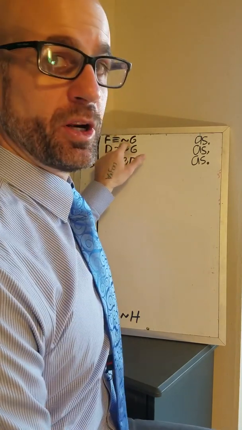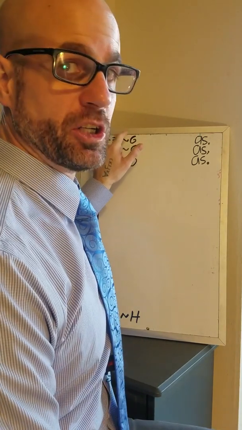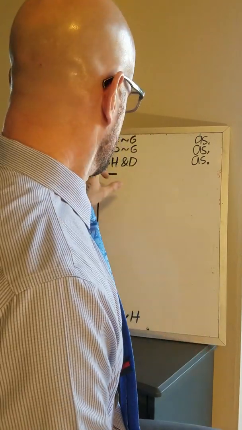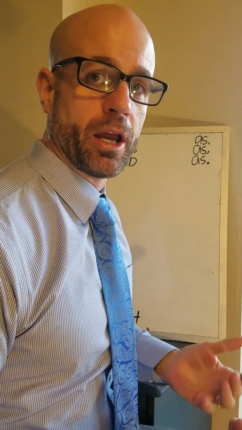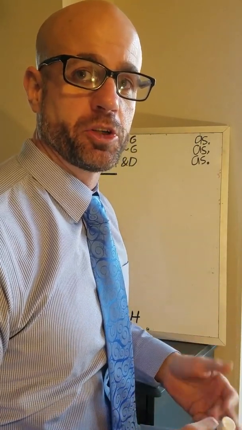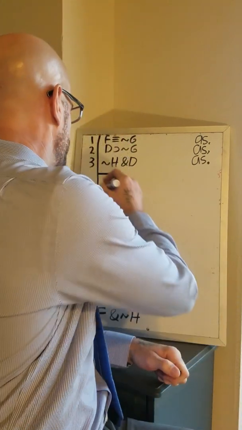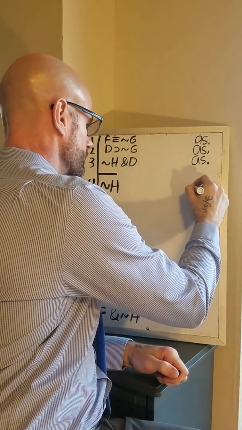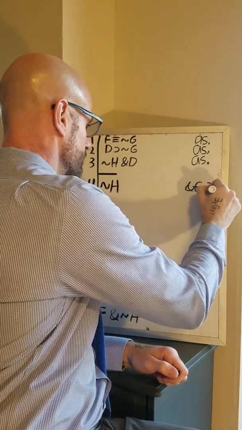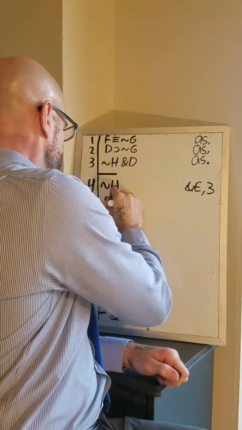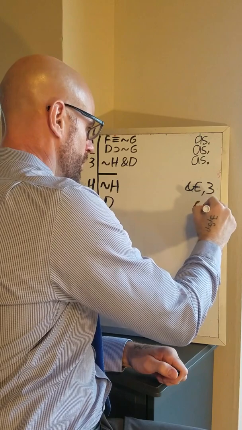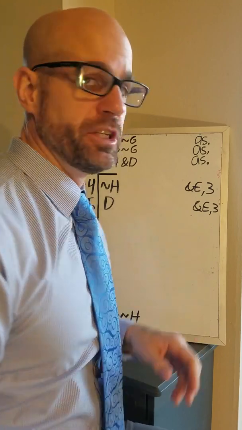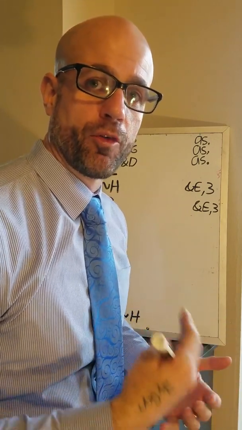So we can't do anything with this. We would have to have F or not G. Likewise, we can't do anything with this. We have to have D first. But this third line, we can apply conjunction elimination to it. In fact, we can do it twice. Okay, so now we have not H and D, and let's see where we can go from there.